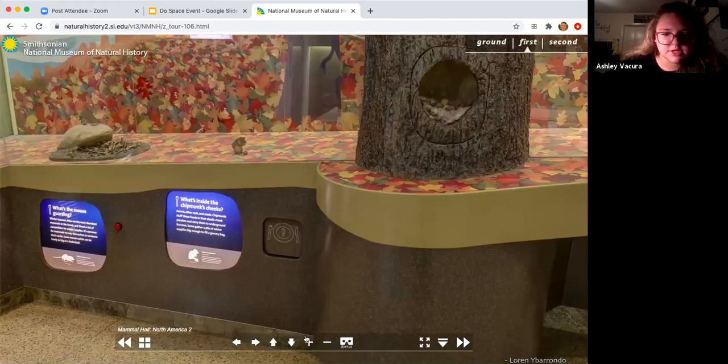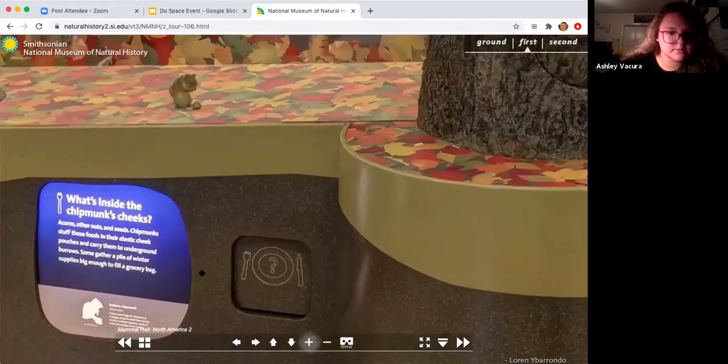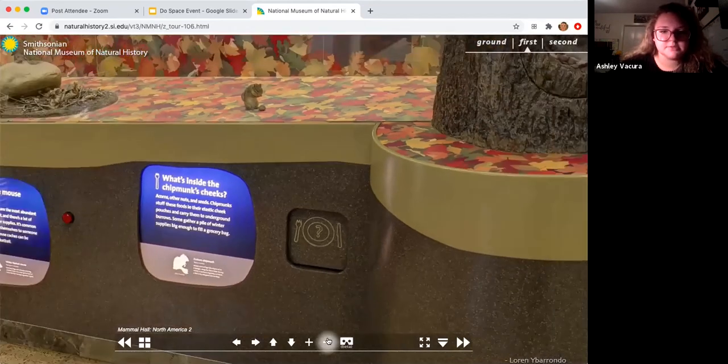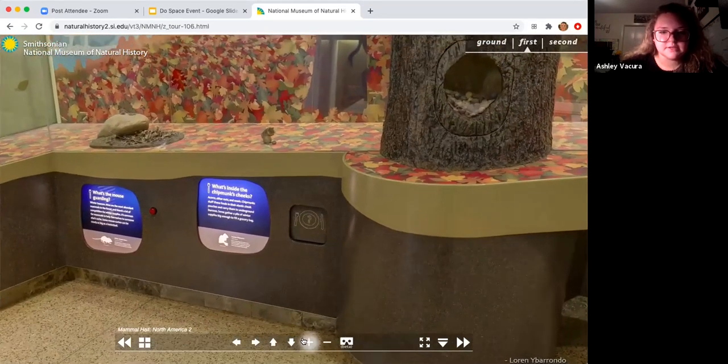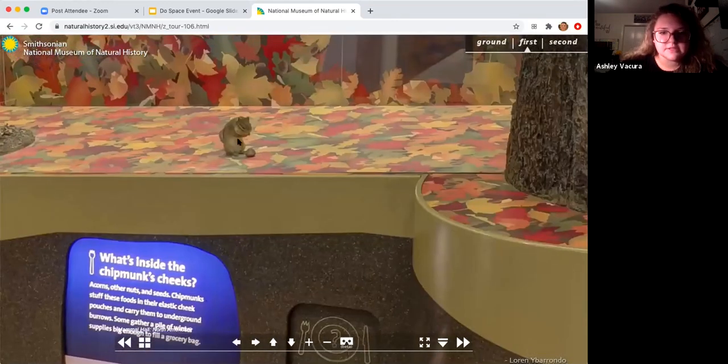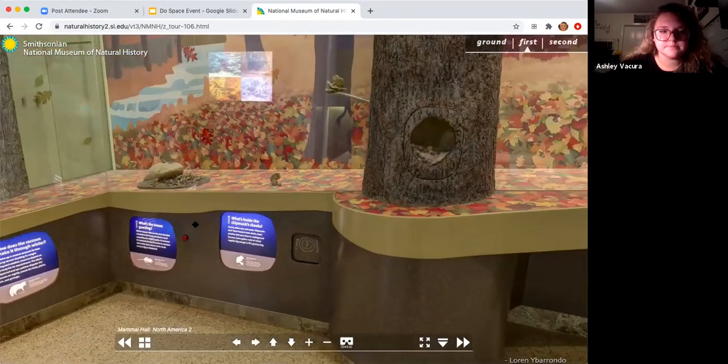What's inside a chipmunk's cheeks? Acorns, other nuts, and seeds. Chipmunks stuff this food in their elastic cheek pouches and carry them to underground burrows. Some gather a pile of winter supplies big enough to fill a grocery bag. So when they hibernate, you can see right there, they stuff acorns and nuts in their teeth to take with them so they can hibernate over the winter.